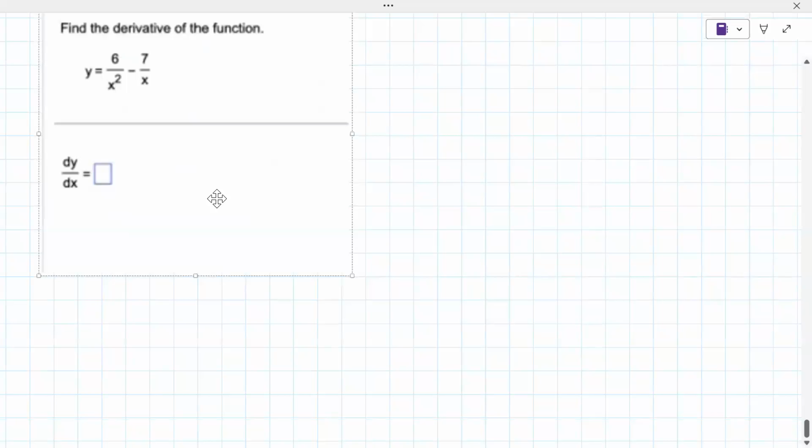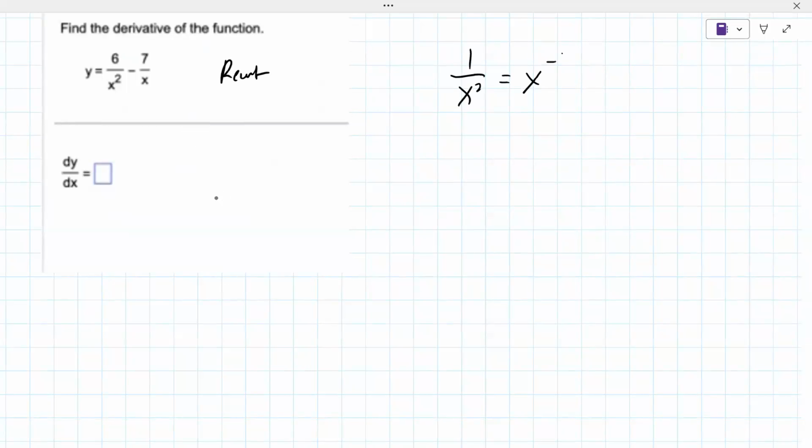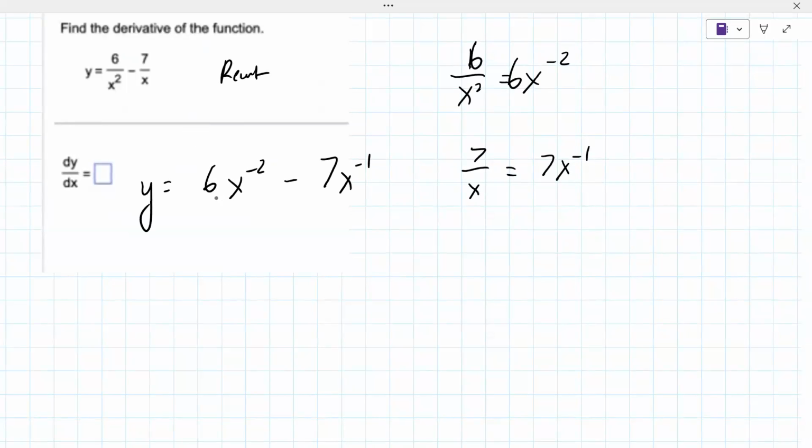Okay, so this one is again an exponent rewrite situation. You have to remember that 1/x² is really x to the -2. So your rewrite is 6x to the -2. 7/x is really 7x to the -1. So this is -7x to the -1. This is just your rewrite. There's no calculus, no derivative yet. You have to be able to do this.